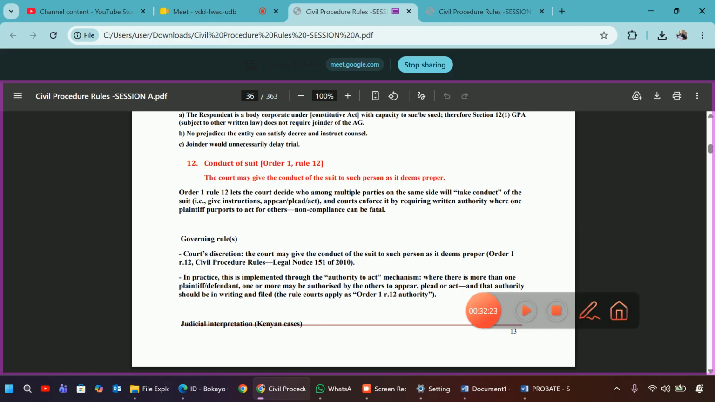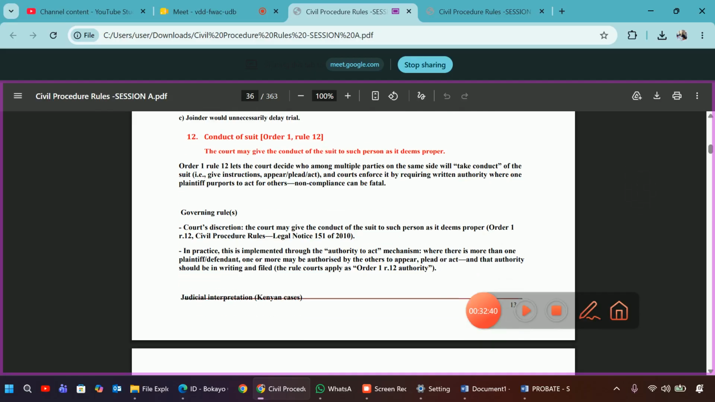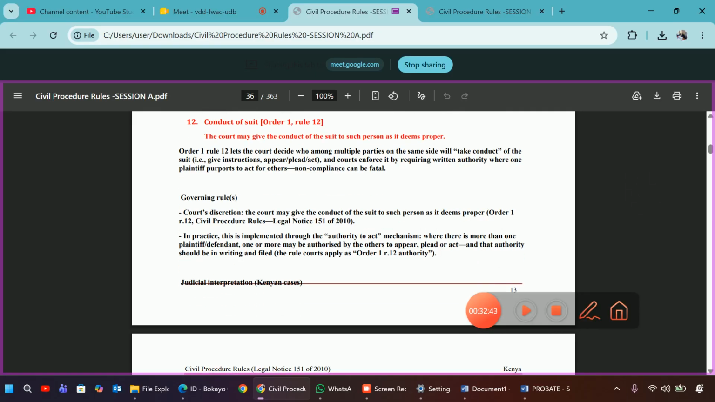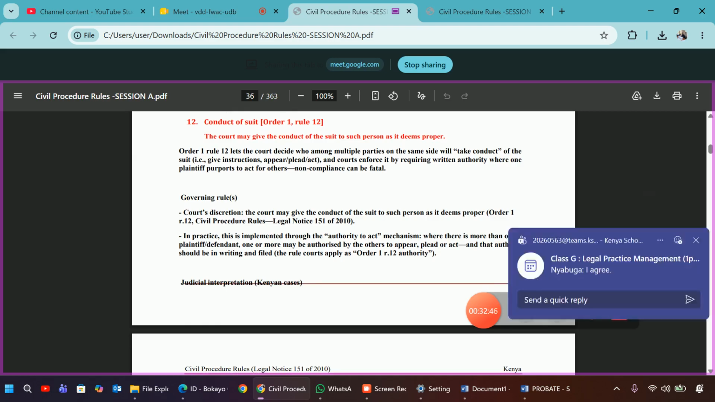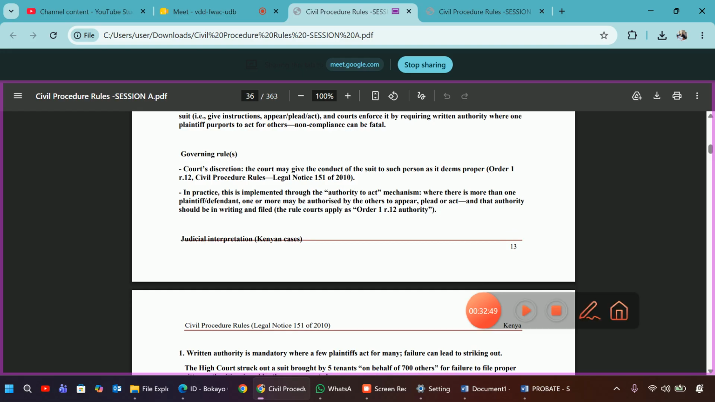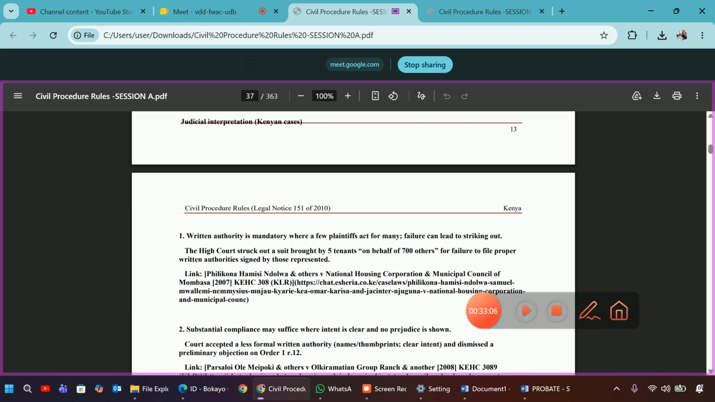So Order 1, Rule 12 lets the court decide who among multiple parties on the same side will take conduct of the suit, i.e. give instructions or appear, plead or act, and courts enforce it by requiring written authority. Where one plaintiff purports to act for others, non-compliance can be fatal. So the court's discretion: the courts may give the conduct of the suit to such person as it deems proper, pursuant to Order 1, Rule 12. In practice, this is implemented through the authority to act mechanism. Where there is more than one plaintiff or defendant, one or more may be authorized by the others to appear, plead or act, and that authority should be in writing and filed. The rule courts apply is Order 1, Rule 12 authority. So written authority is mandatory where a few plaintiffs act for many. Failure can lead to striking out.